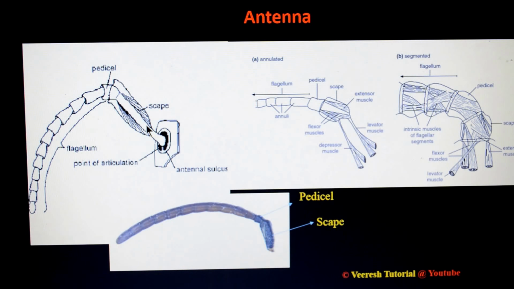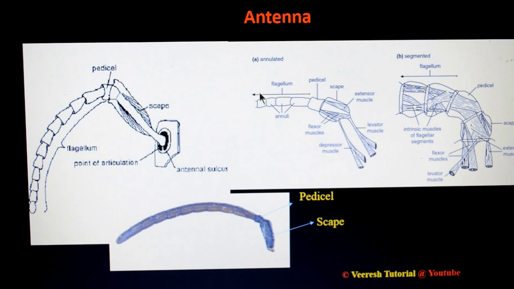So the first segment, the basal segment, is the scape, and it is larger than the succeeding segments. And the second segment is pedicel. In some insects, Johnston's organs are present, that is the sound hearing organs, mainly present in male mosquitoes. And the third one is flagellum. These segments are called flagellomeres. So here, if you look, this is a scape, pedicel, and these segments are flagellomeres or flagellum.